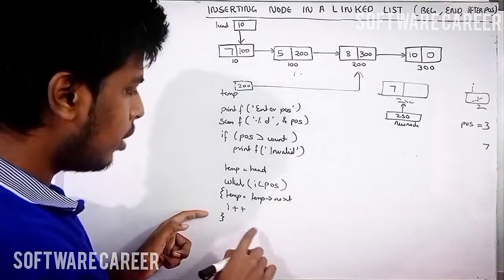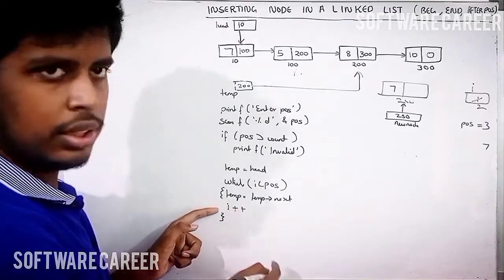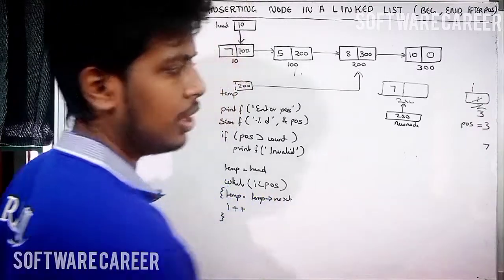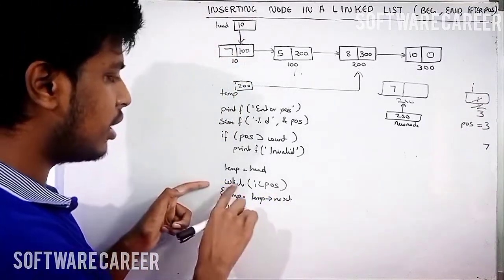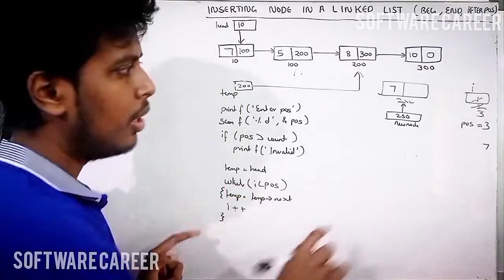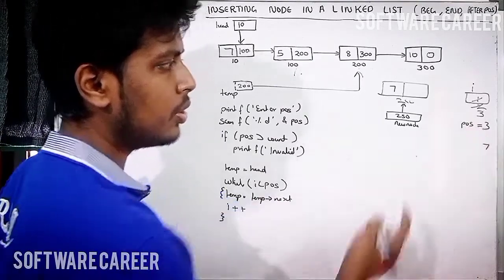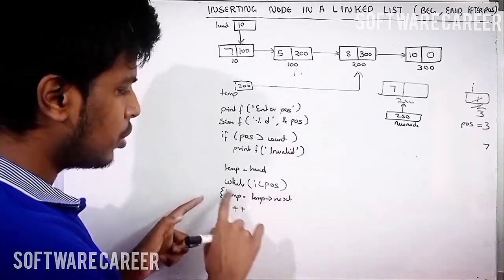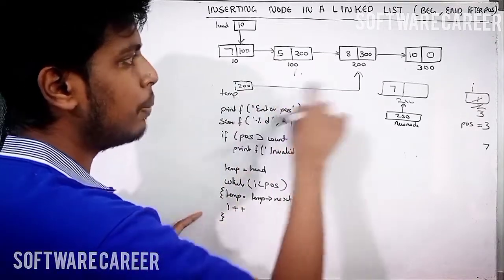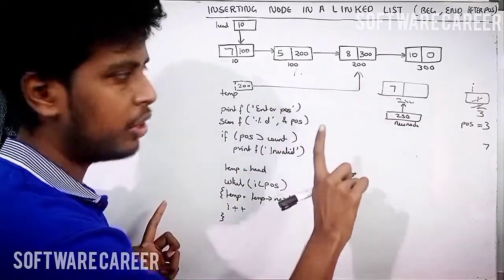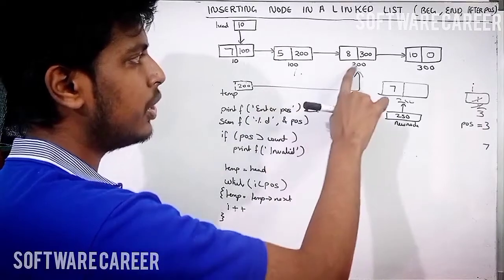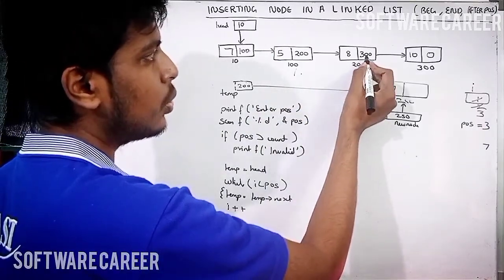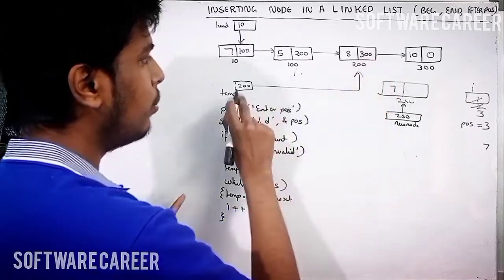Now i is increased by 1, so i becomes 3. Now go back and check the condition whether i is less than position. i is 3 and position is also 3, so it's equal to position. So this condition is false, so you can't enter. You can't move the temp pointer to the next node. You are stopping the temp pointer here. Now temp is pointing at 200. Now you can access this pointer part from here.